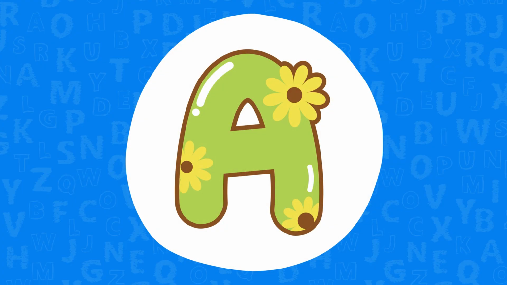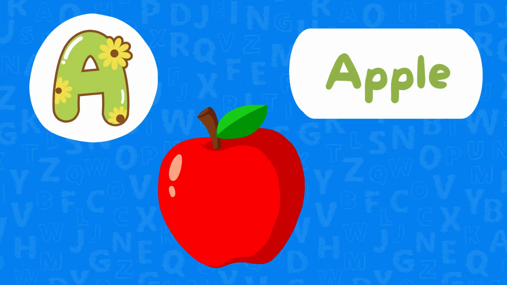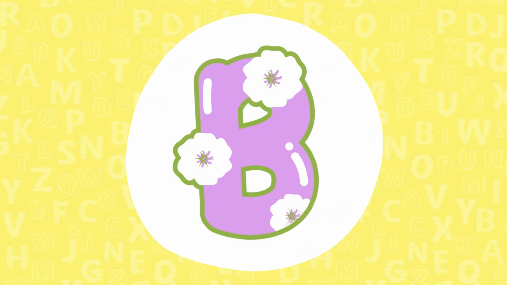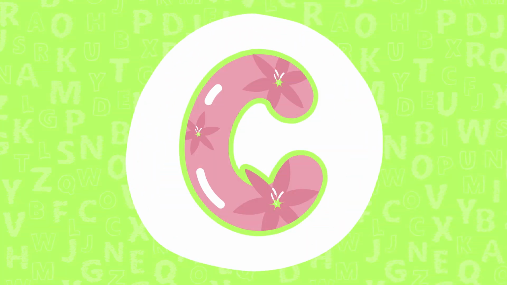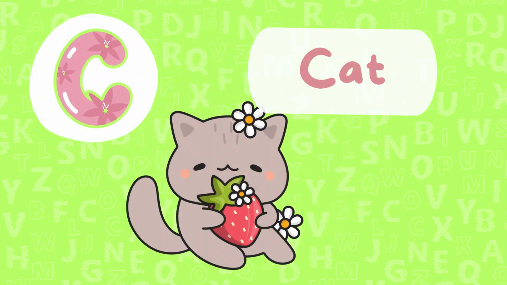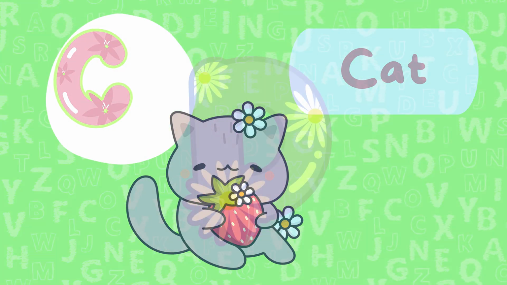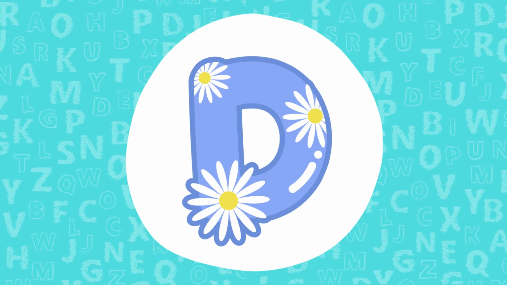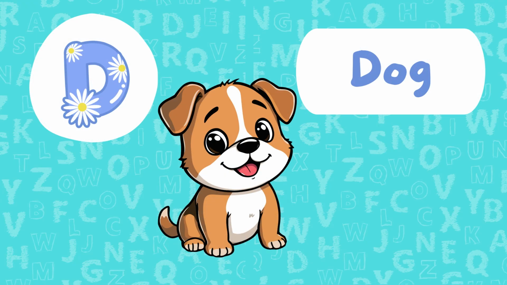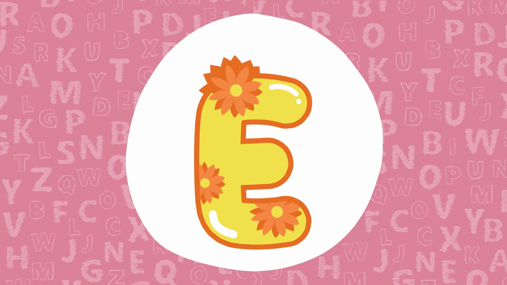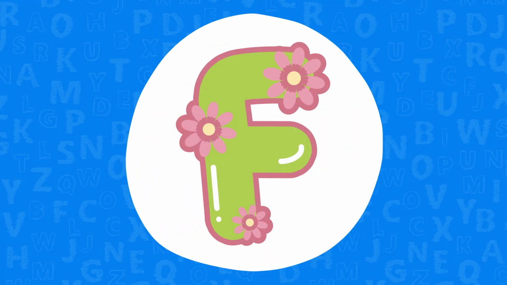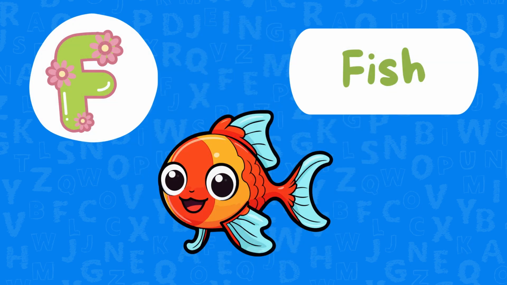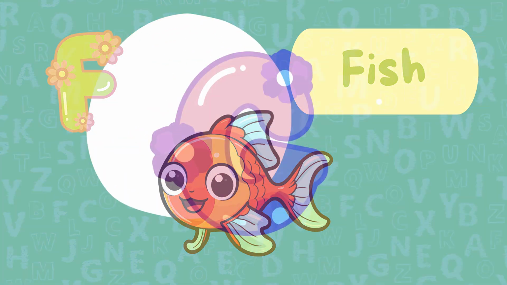A. A is for apple. B. B is for ball. C. C is for cat. D. D is for dog. E. E is for elephant. F. F is for fish.